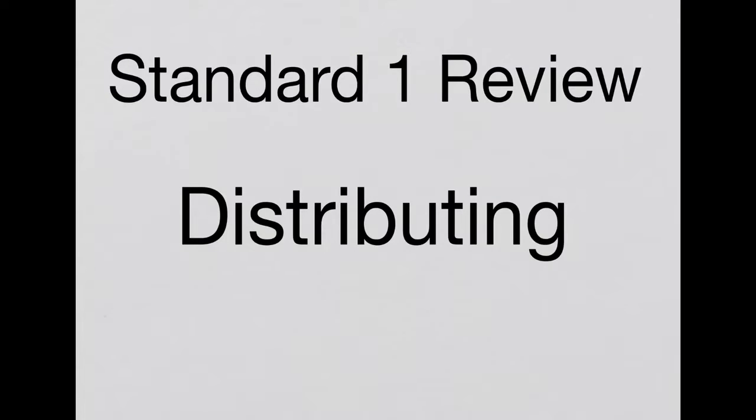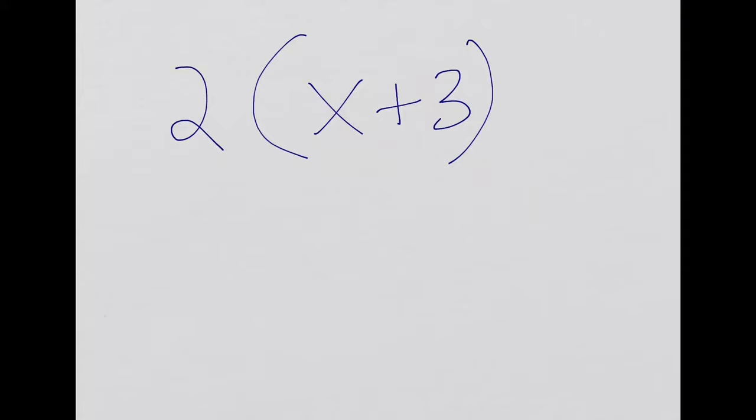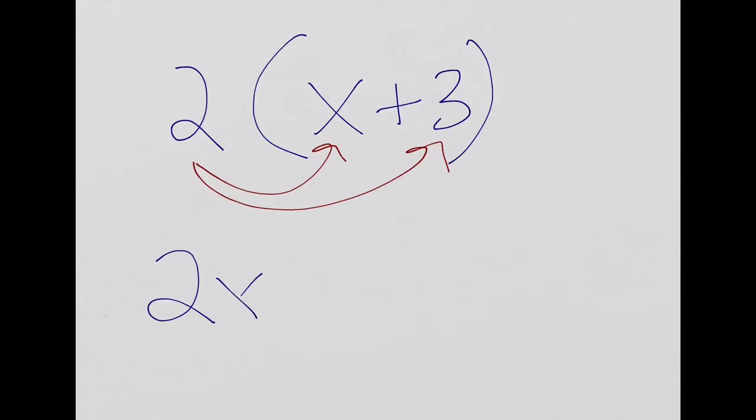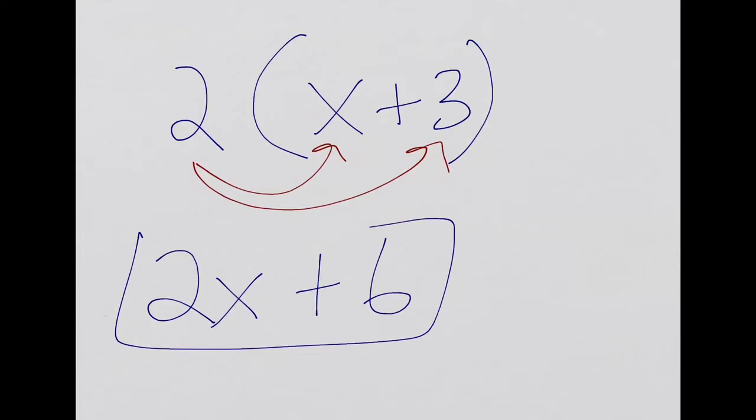The next concept from Standard 1 was distributing. An example of what this looks like is 2 times the quantity x plus 3. And what we do is we take this number 2 that is outside of the parentheses and we multiply it by each term inside of the parentheses. For example, we first take 2 multiplied by x. And that is pretty simple. You just put 2 and x right next to each other because that means 2 multiplied by x. We don't know what that is because x is a variable. Then we take 2 times 3 and we get a positive 6. So we write plus 6. And we're done.